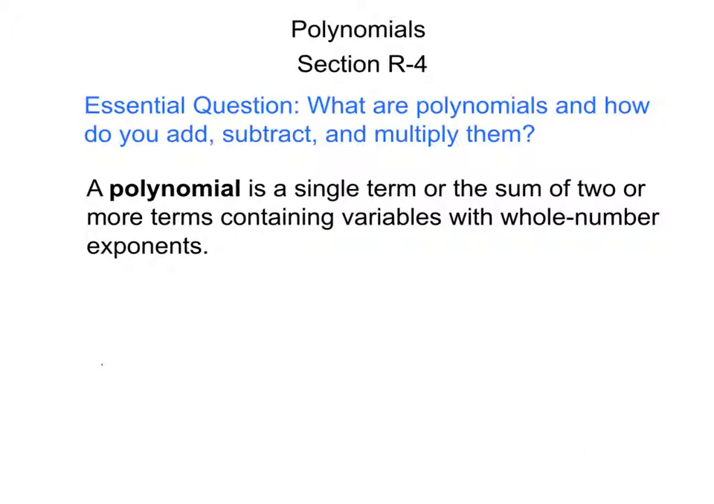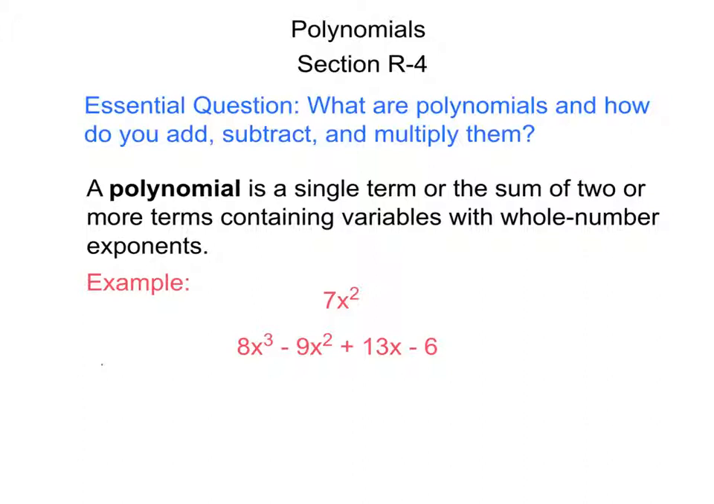A polynomial is a single term or the sum of two or more terms containing variables with whole number exponents. For example, 7x squared could be considered a polynomial. Similarly, 8x cubed minus 9x squared plus 13x minus 6 is also a polynomial.